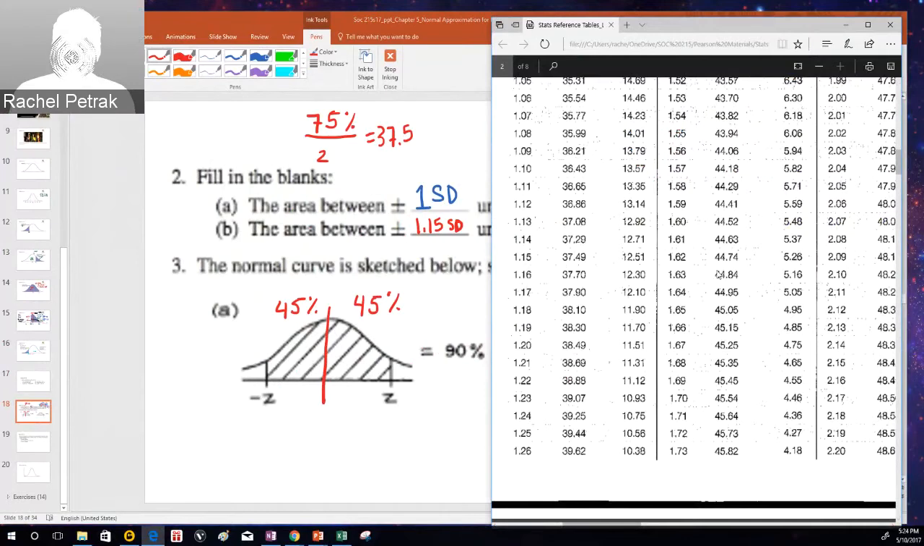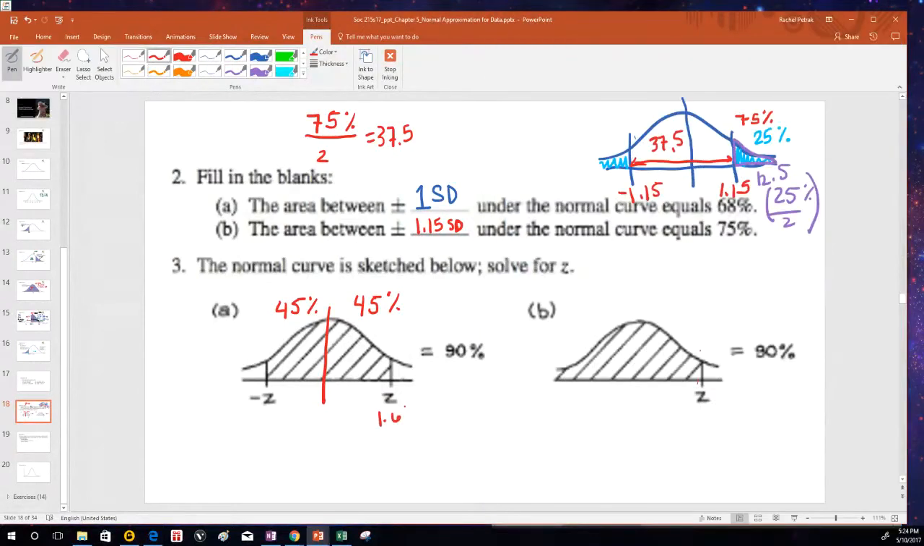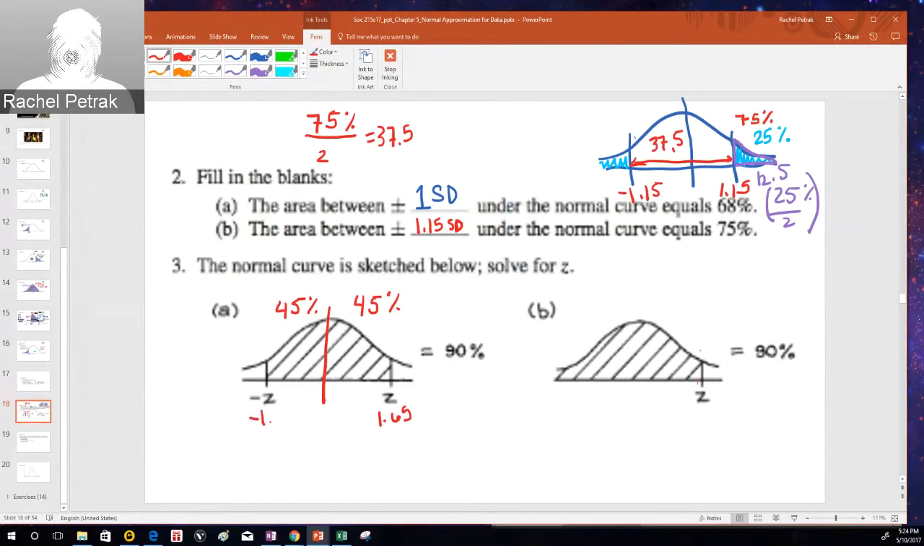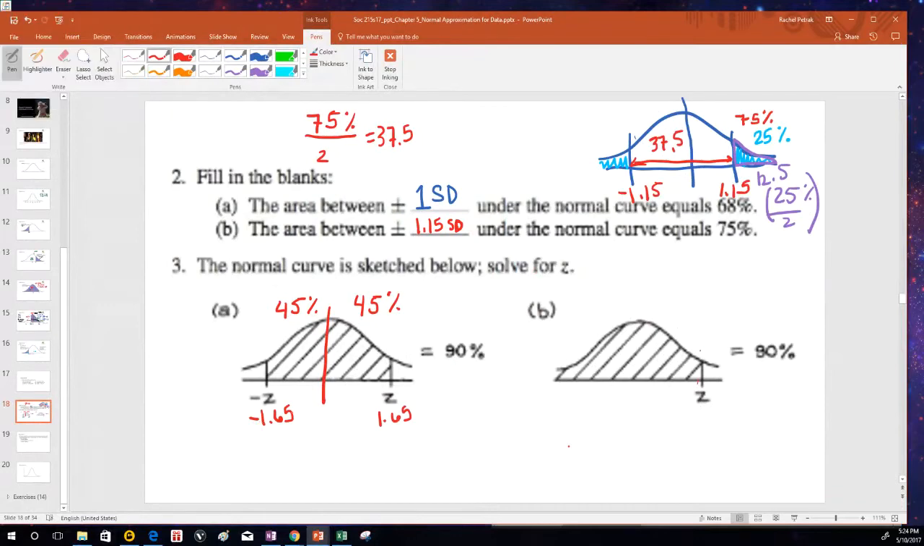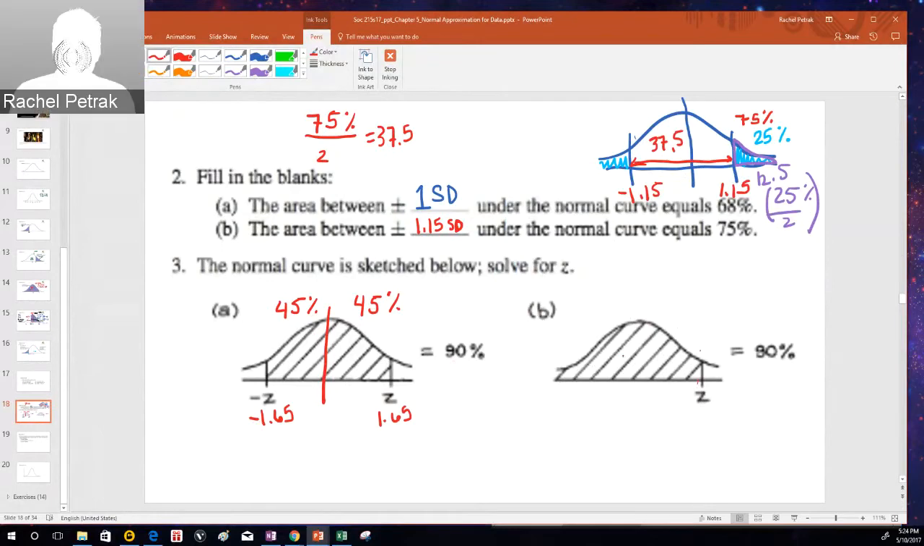And here I am back in the table in column B. I can see that at 45%, this is a score of 1.65. And then the corresponding negative Z-score would be minus 1.65. So 90% of the distribution falls above and below a Z-score of 1.65. Or plus or minus, I should say, plus or minus 1.65.